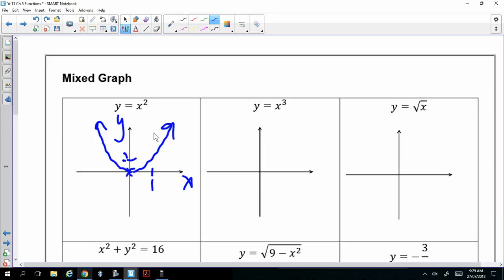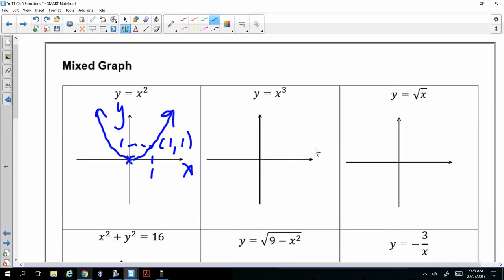Okay, 1, 1. Okay, good. How about the next one? Do you remember what the next one is? It's a cubic. We just did that. It looks like this. Right? Cubic, which also passes through 1, 1. Yep.